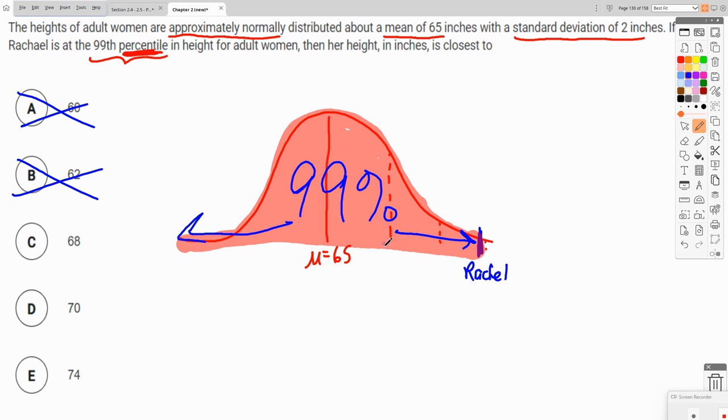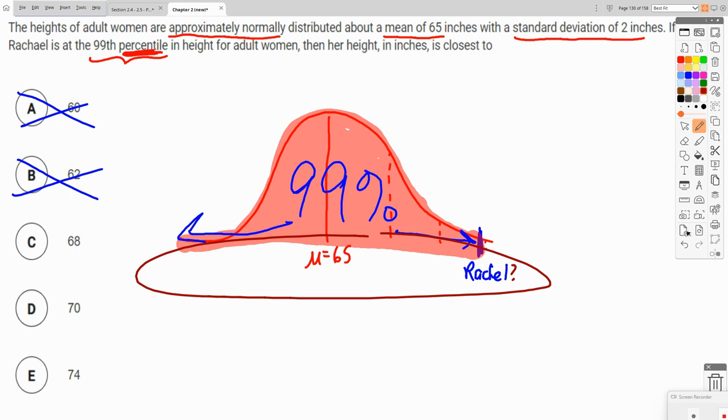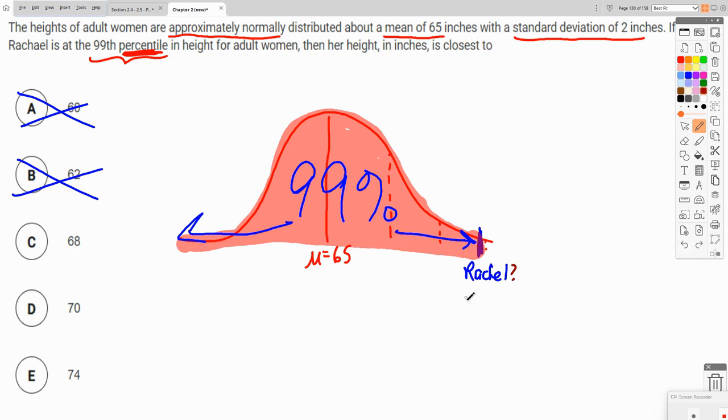Well, this is just a matter of an inverse norm problem. This wouldn't be a normal CDF. Normal CDF would give us the 99% number as the answer. But if we want to know, on this horizontal axis of heights, a specific number, then inverse norm is what's going to tell us that. So inverse norm, percentile 99%, really to the left. Remember, if you have a calculator that has left, center, right, you could do 0.01 to the right, and it would give you the same answer. But we're going to go by default here. The area or the percentile would be 0.99, and we're given the mean and the standard deviation.